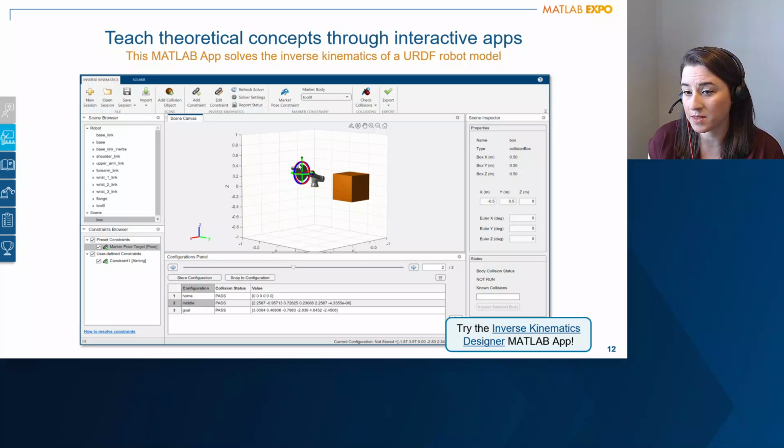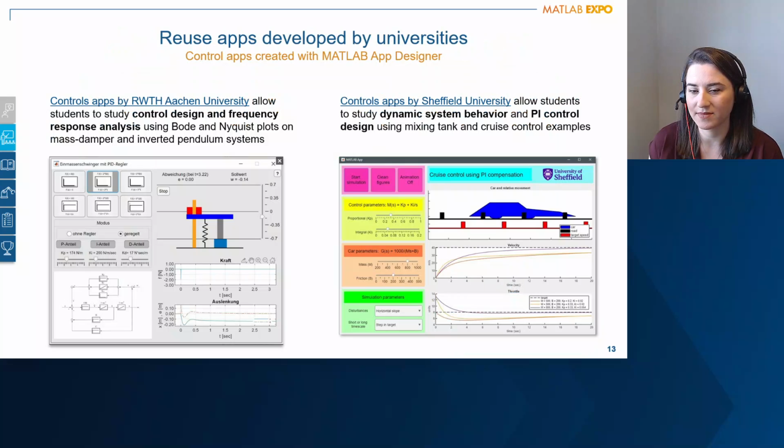You can find apps designed by MathWorks, such as this example included in the Robotics System Toolbox, which shows an application that allows you to calculate the inverse kinematics of a robotic arm by simply modifying its position with the mouse pointer. In addition to apps provided by MathWorks, you can also find apps developed by instructors like you.